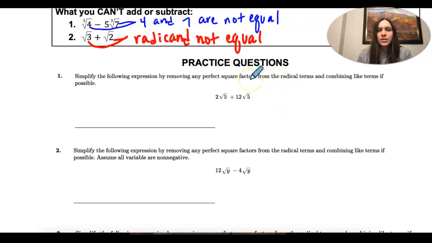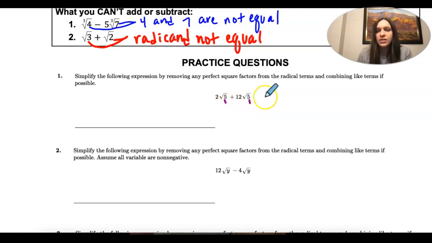So question number one of the practice questions is simplify the following expression by removing any perfect square factors from the radical terms and combine like terms if possible. So first thing, we're going to look at the radicands and see if we can simplify. So they're both 5 and those are prime numbers, so we cannot simplify.